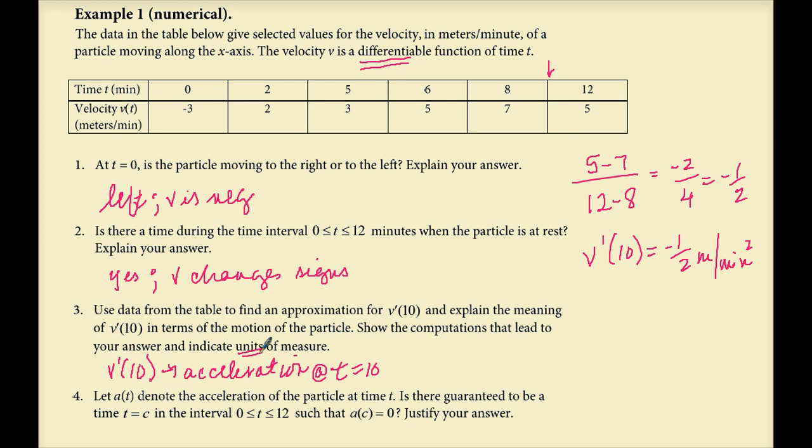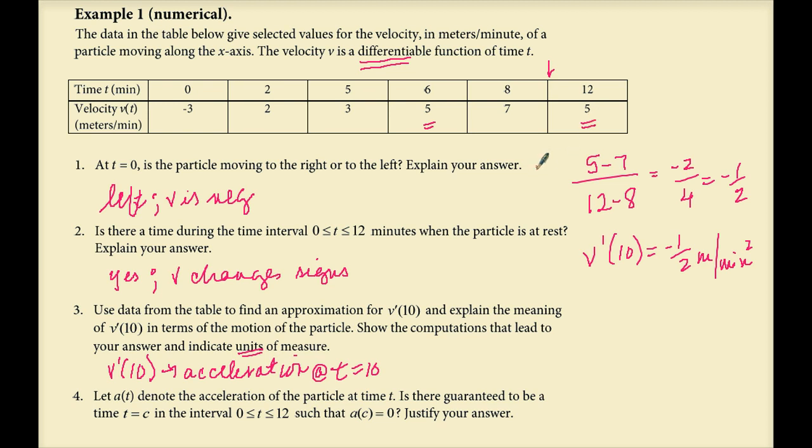Let a of t denote the acceleration of the particle at time t. Is there guaranteed to be a time t equals c in the interval 0 less than or equal to t less than or equal to 12, such that a of c equals 0, and justify your answer? Well, we don't have acceleration information given, but we can observe the behavior of the velocity in order to determine what's happening with acceleration. Notice that at time t equals 6, the velocity is 5. At time t equals 12, velocity is 5.